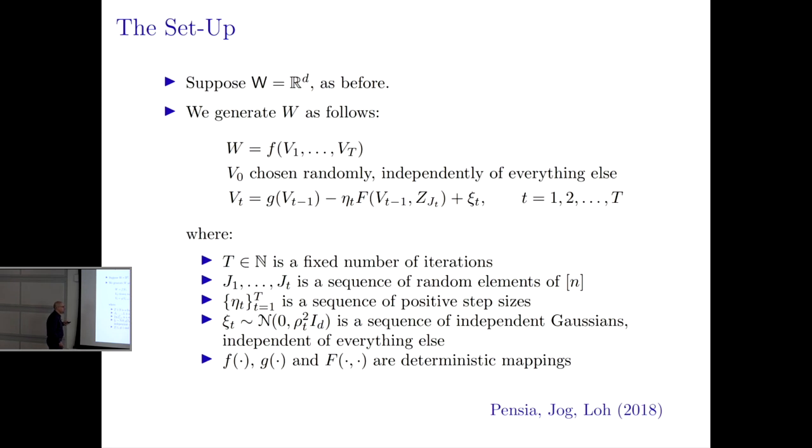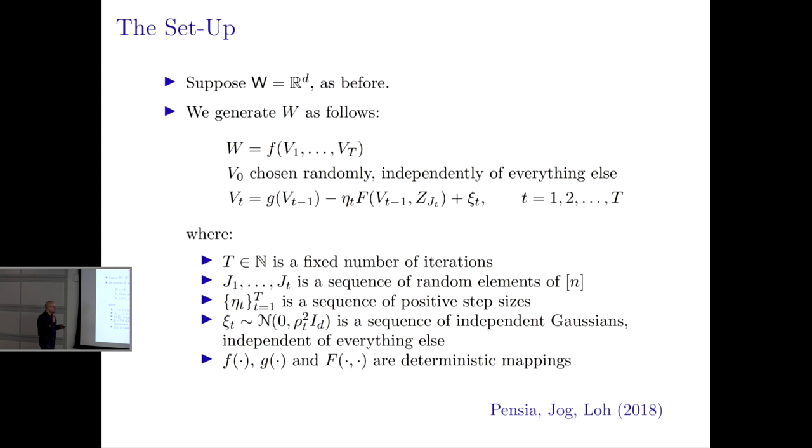Now from that we subtract a fixed function of the previous iterate and a randomly chosen example, so a single example. We never see the whole data set. We never process the whole data set at once. We'll multiply it by some positive step size and then we add Gaussian noise.